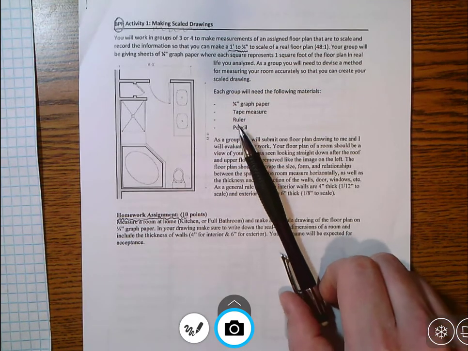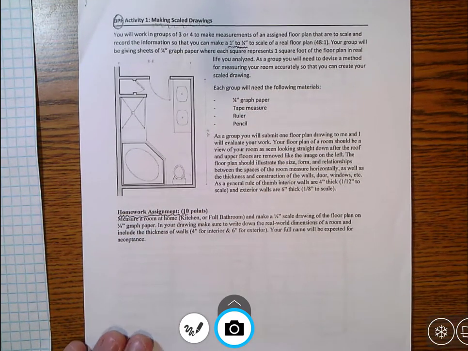So once you acquire these things, you can actually go and start measuring the room that you're going to analyze, whether it's a kitchen or your bathroom. It has to be a full bath. So a full bath is just a bathroom that's got a toilet, a sink, and a bathtub or shower tub combination, depending on what you have in your home.